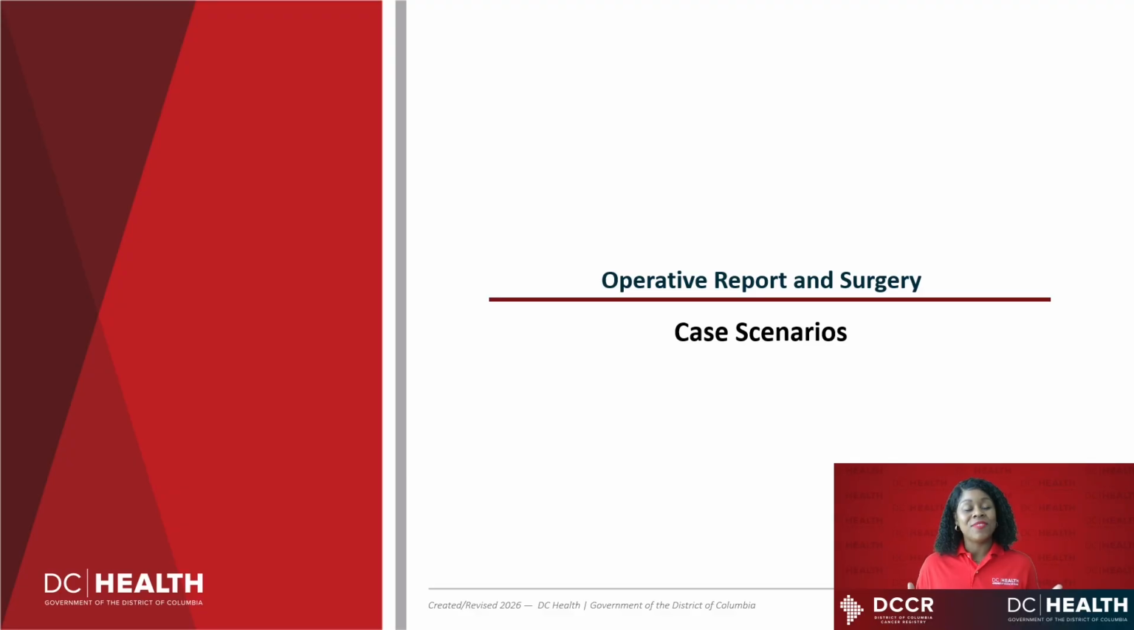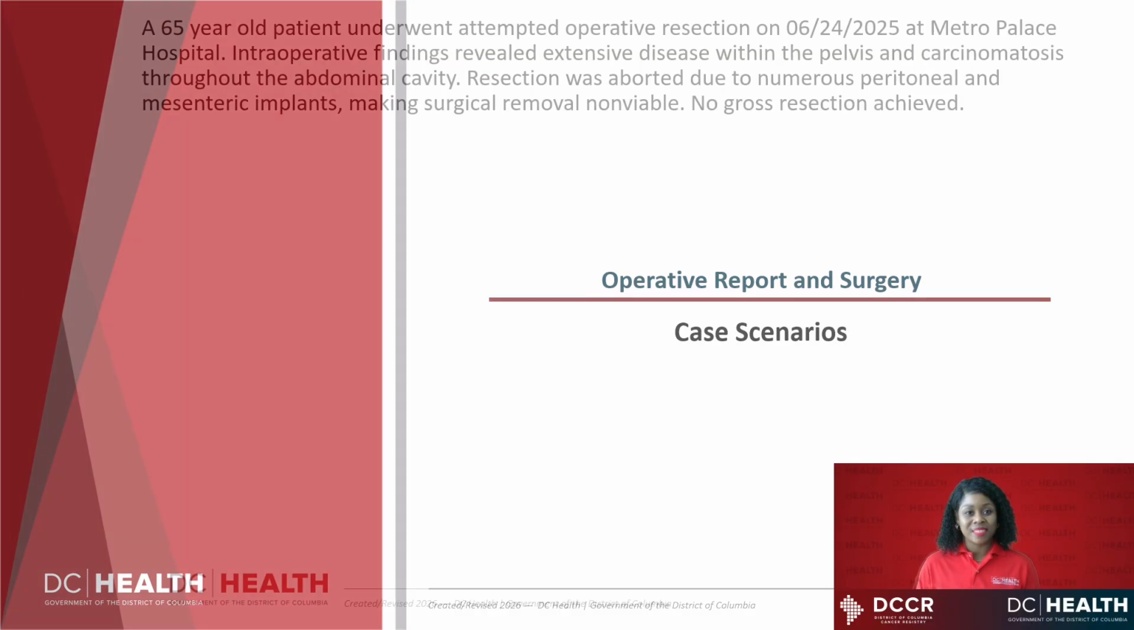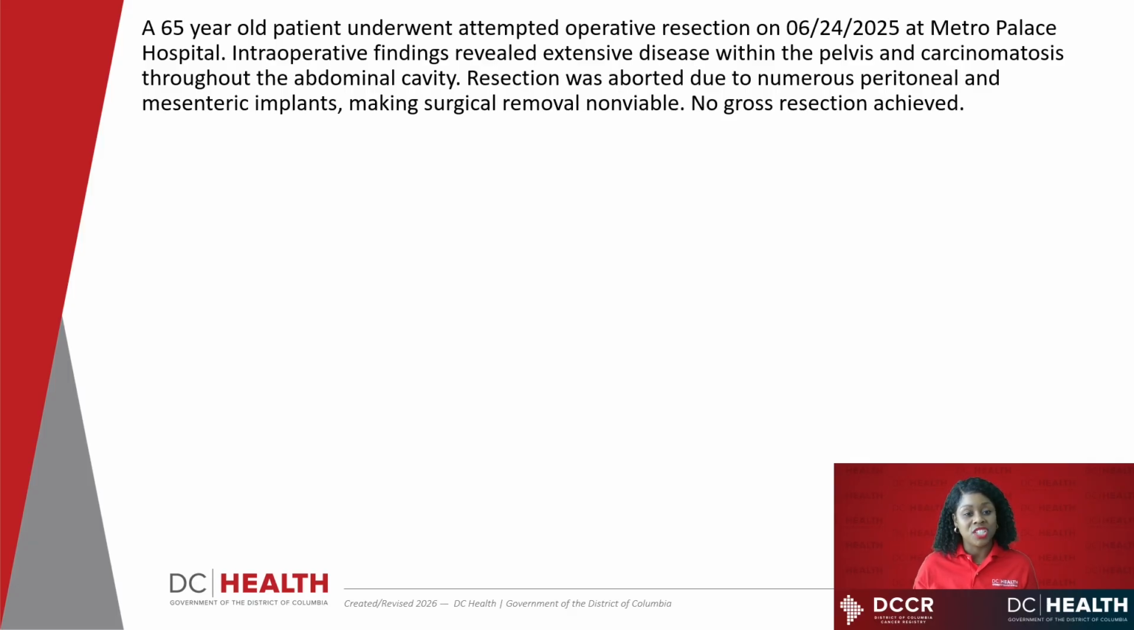Now, guys, for the fun part, let's get into a few case scenarios on op report and surgery text fields. Here are a few case scenarios. For example, a 65-year-old patient underwent attempted operative resection on June 24, 25 at Metro Palace Hospital. Intraoperative findings revealed extensive disease within the pelvis, carcinomatosis throughout the abdominal cavity. Resection was aborted due to numerous peritoneal and mesenteric implants, making surgical removal non-viable.